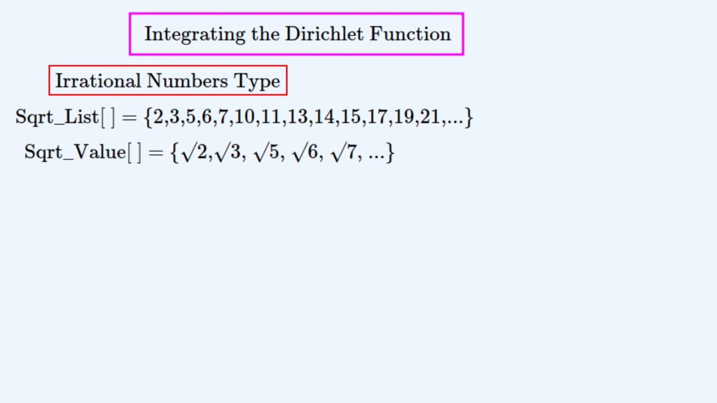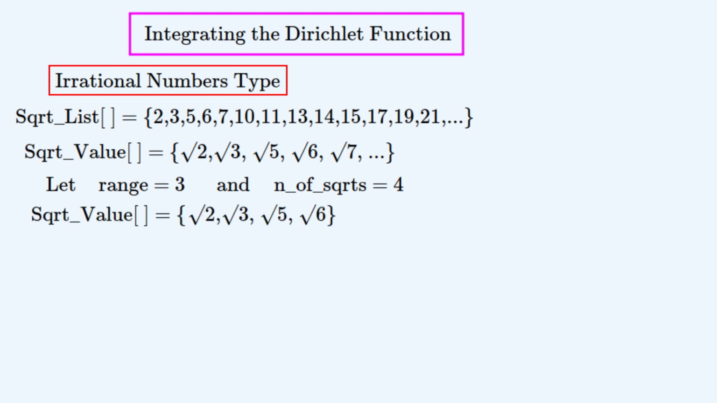And we'll get the square roots of these integers and put these into another list of numbers. We'll select a range and number of square roots. The range selected here is 3, so the coefficients of the square roots will range from -3 to 3. The number of square roots is 4, so we'll only use the first 4 numbers from this list. So this is the list of square root values that we'll be using.